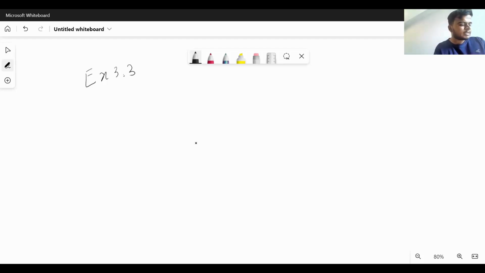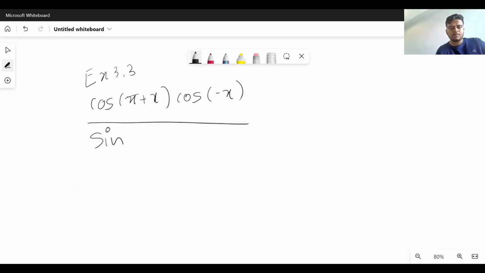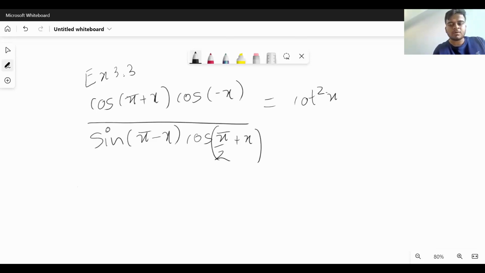Question number 8 asks us to prove that cos(pi + x) cos(-x) upon sin(pi - x) cos(pi/2 + x) is equal to cot squared x. This is what is asked of us in this question, correct? Now this entire question is easily solved when you know the signs of cos, sin, cosec, sec, tan and cot in all the quadrants, correct?